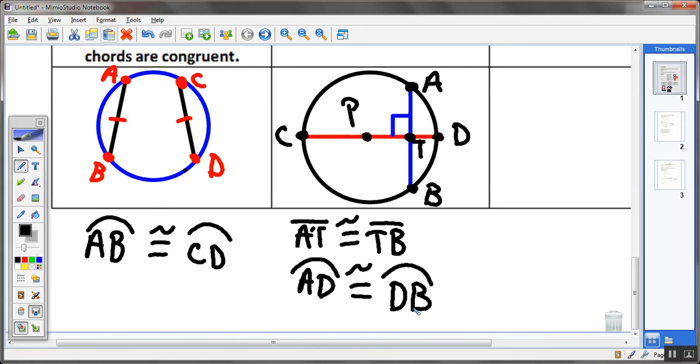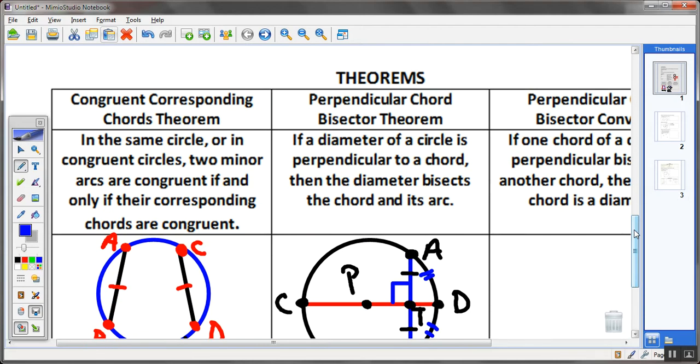So maybe I should put some tick marks in here. If I put a tick mark, AT would be congruent to TB, and then for the arc measures to be congruent, maybe I put a double tick mark here and a double tick mark there. That's what's going on there, okay? This only works if a diameter intersects a chord at what angle? 90 degrees, okay? Then it'll bisect that stuff. All right, now, guys, do I expect you to remember the names of the theorems? I do, but do the visuals help you understand what the theorems are saying? Okay, so refer back to the names of these if you see these types of things.